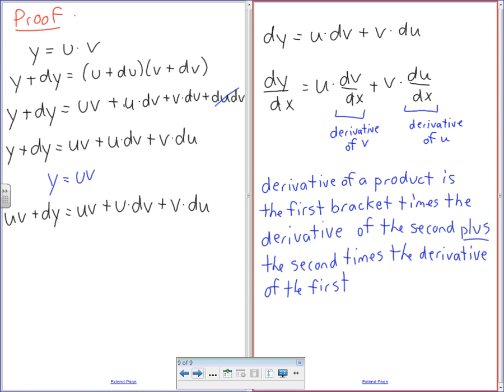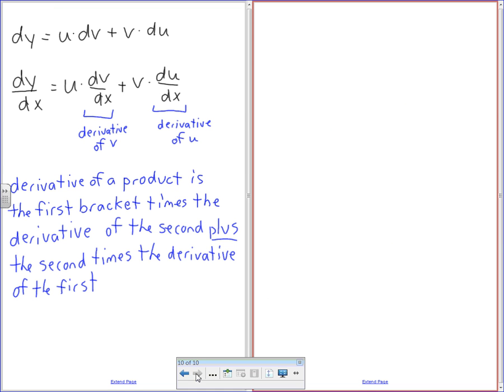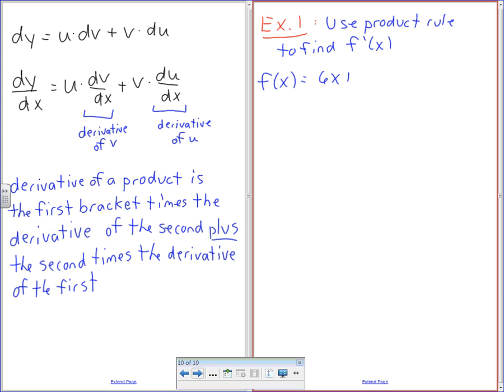Okay, here we go. Example 1. I will take you through example 1. I want you guys to try number 2. So it says use the product rule to find f prime of x. Okay, so I'm going to say f of x is equal to 6x plus 11 times x squared minus 3.